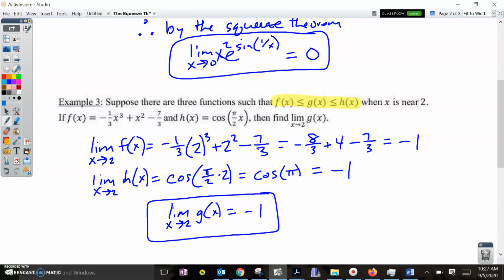Now, what would have happened if we had found both of those limits and they had two different values? For instance, say the limit as x approached 2 of f of x was -1, but the limit as x approached 2 of h of x was 3. Then we can't really draw a conclusion as to the exact value of the limit as x approaches 2 of g of x, but we would know that it's between -1 and 3.